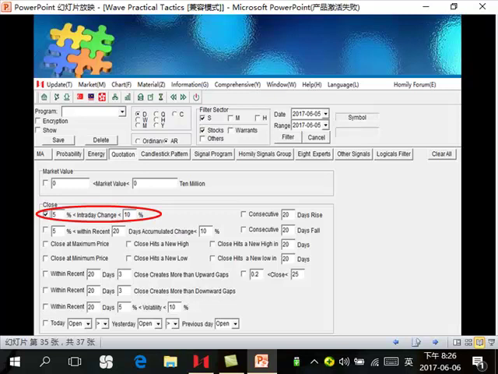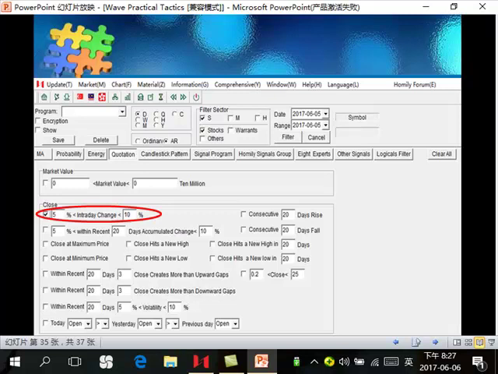Why do we choose this condition? Because if we choose this condition, it means the price is up or down. Up means the red candlestick, okay? So the price is up, not down, because 5 to 10 means today the price is up, okay?